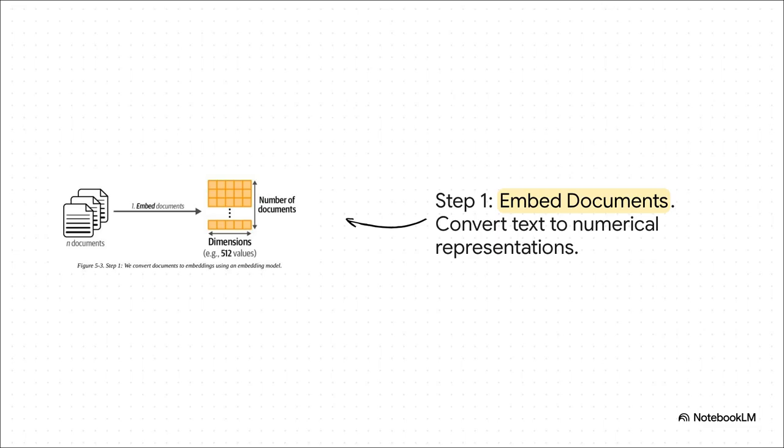So step one is all about embedding. And you can think of it like this. We're giving every single document its own unique GPS coordinate in this massive meaning space. Documents that talk about similar things, like cats and dogs, get coordinates that are super close to each other, putting them in the same semantic neighborhood. This is how the machine starts to understand the relationships between all these different pieces of text.